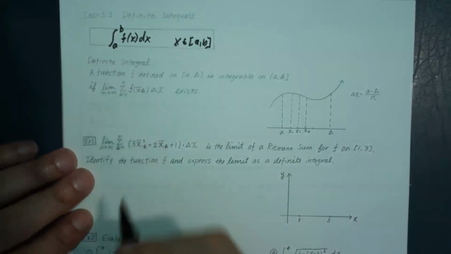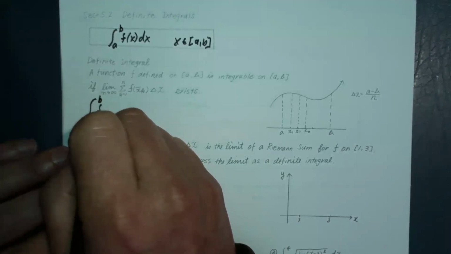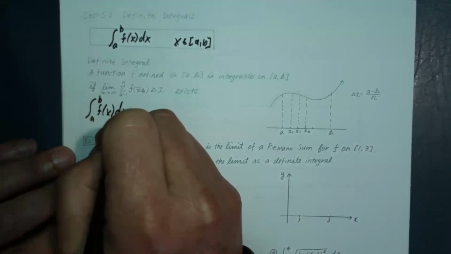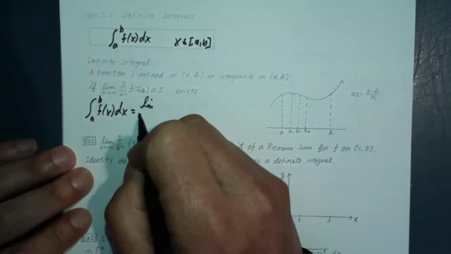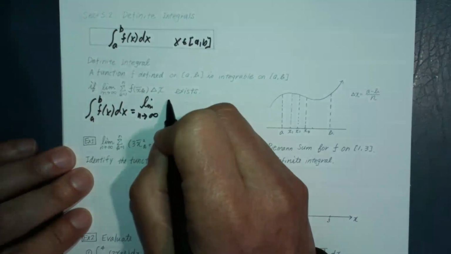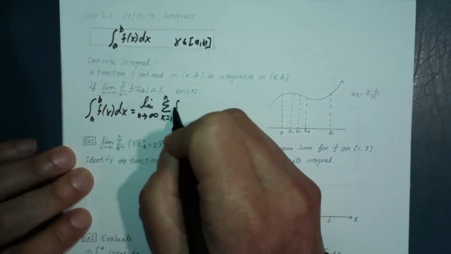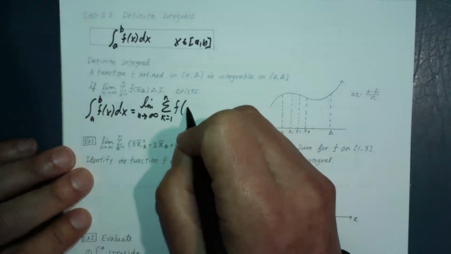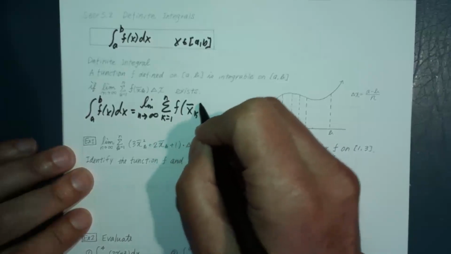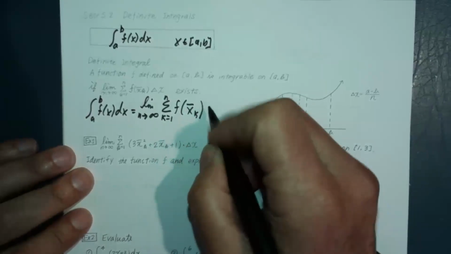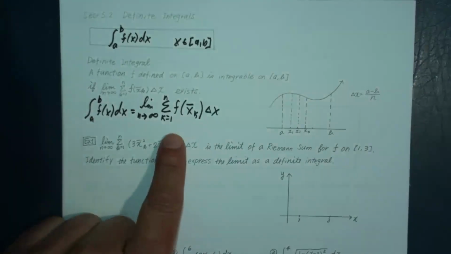In fact, we're going to make a big reveal now. This is the limit as n approaches infinity, summation k equals 1 to n of f of x bar, delta x. We're using the bar notation here. That's just any value between two node points. So whenever we have this, we can just jump to here.